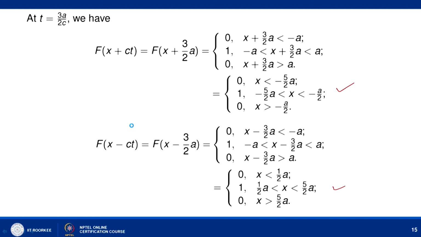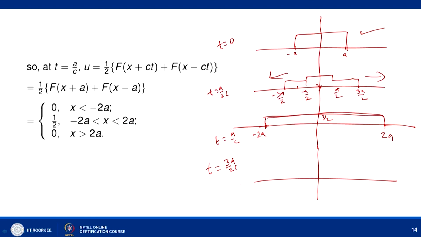Let me draw it here. So, minus 5a by 2 somewhere here, minus 5a by 2, minus 2a, and somewhere here it is minus a by 2, somewhere here minus a by 2, and somewhere here it is a by 2, and somewhere here it is 5a by 2.